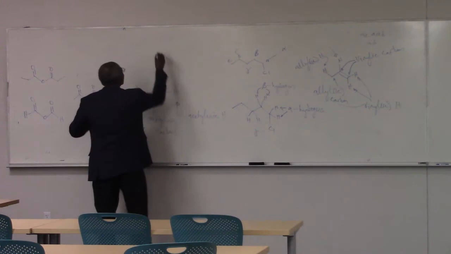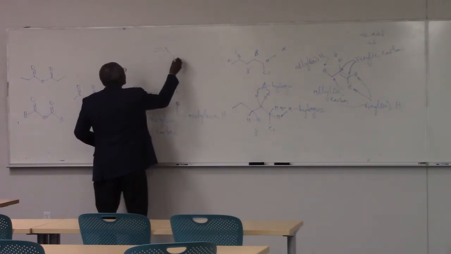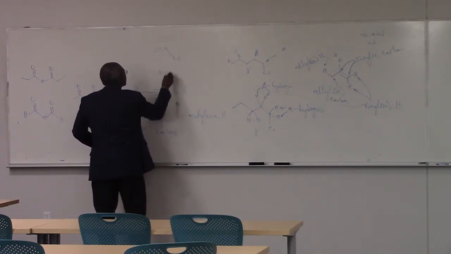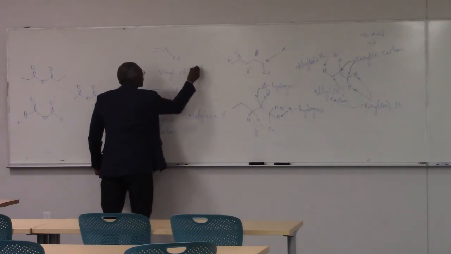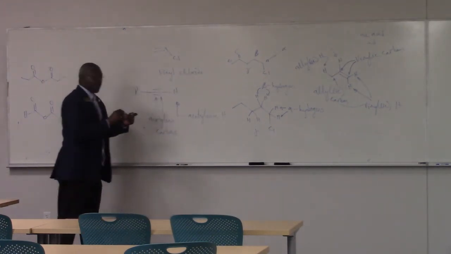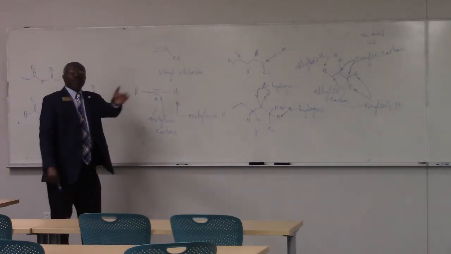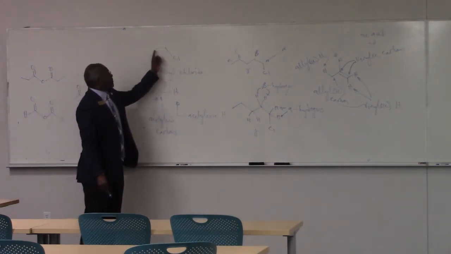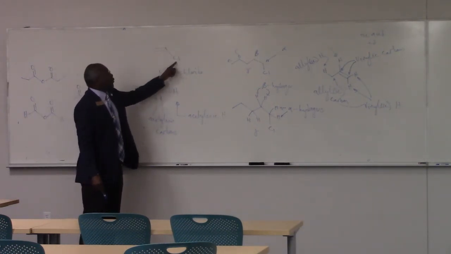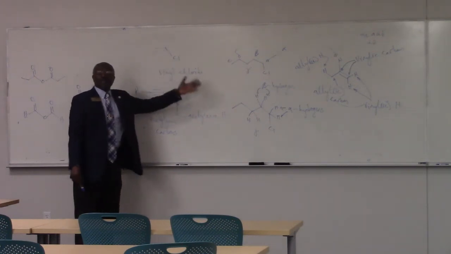So for example, this compound is often called vinyl chloride. It's the monomer used to make PVC. PVC is polyvinyl chloride. Because it's vinyl, and I've got a chlorine on the vinylic carbon, it's called vinyl chloride.